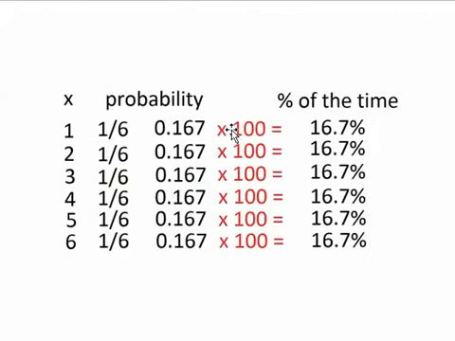And just like before, we can find the percentage of the time that each event happens. So if you keep rolling a piece of dice over and over again, over the long run, each number will appear 16.7% of the time. Notice how each side appears equally often because they all have the same probability.